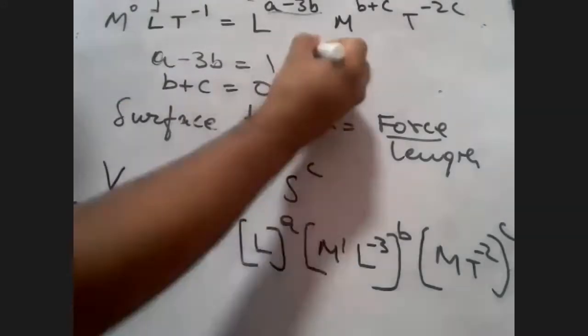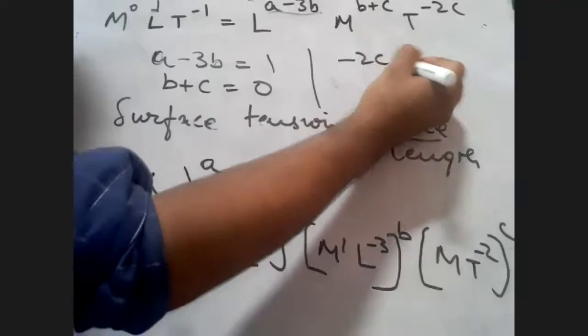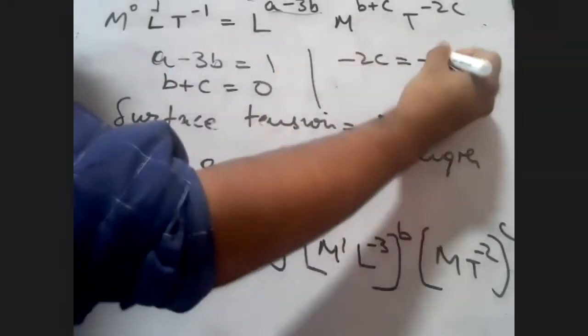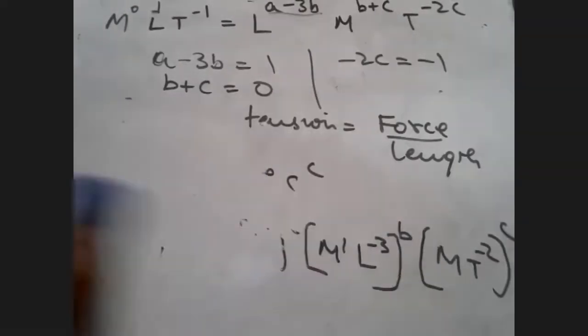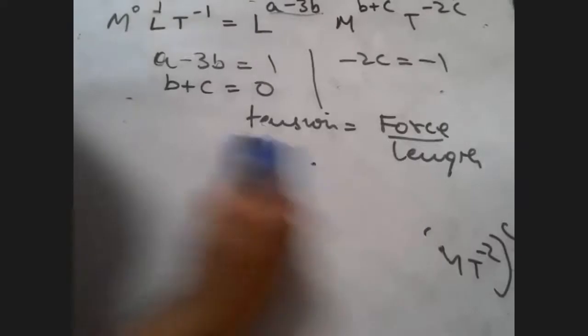And what else will we get? T is minus 2C equal to T raised to minus 1, so minus 1. Find out what A, B, and C are with this. Everyone find out what A, B, and C are. A is minus 1 by 2, B is minus 1 by 2, C is 1 by 2.